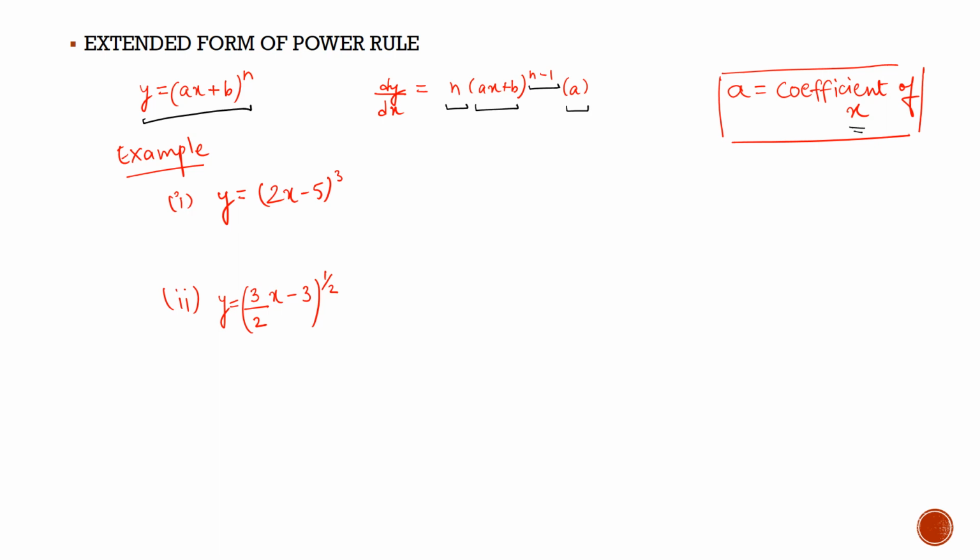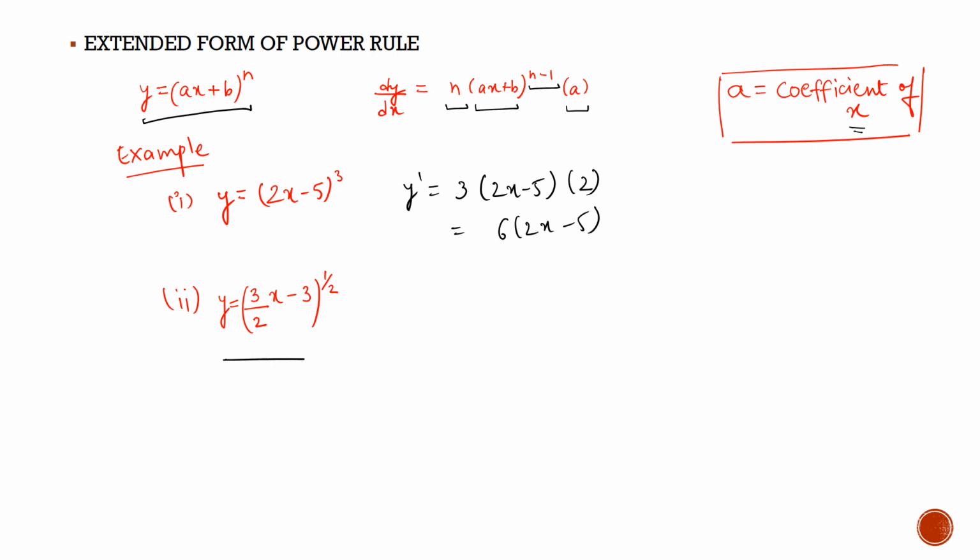For example, if we have y is (2x minus 5) to the power 3, here y dash will be 3, that is the power, (2x minus 5) to the power 2, that is the function which we have, multiplied by the coefficient of x, that is 2. So finally this is 6 (2x minus 5) squared.